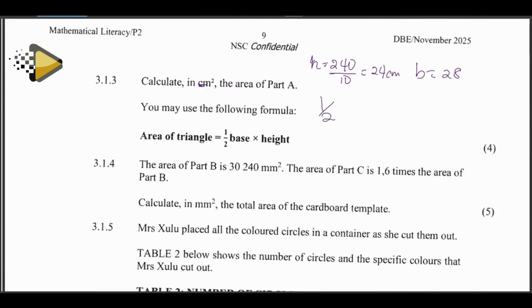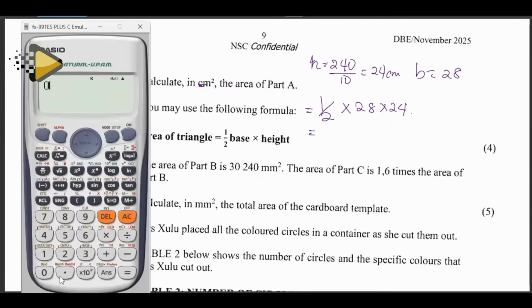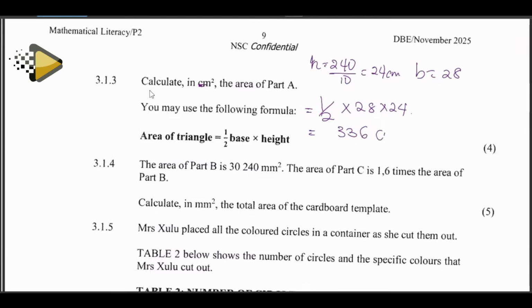Come substitute into the formula now. And you get your answer as, let me see here, 0.5 times 28 times 24 is 336 centimeters squared. Okay.